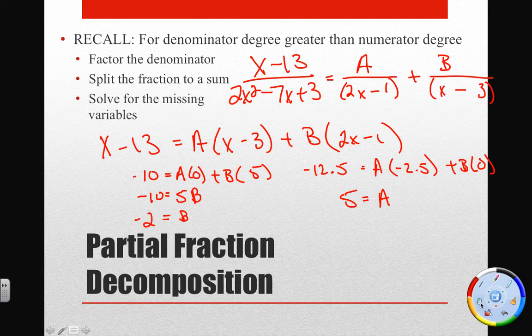Which means I can now come up here and get rid of this A, get rid of this B, and write in place A is 5 and B is negative 2. We can put the minus there if we want. Now, how is this handy in integration?